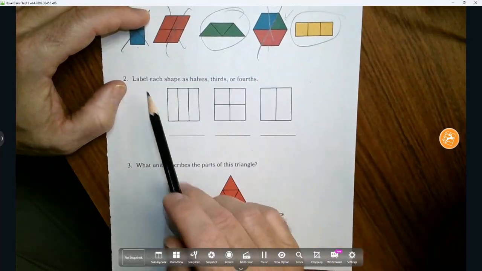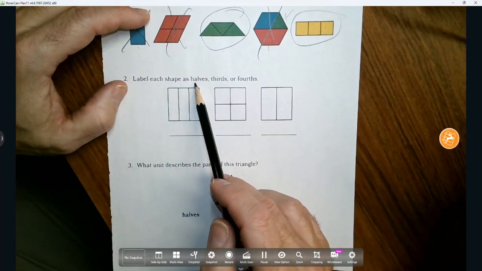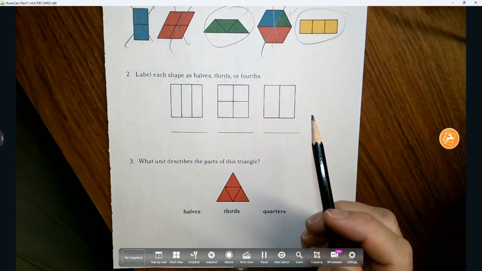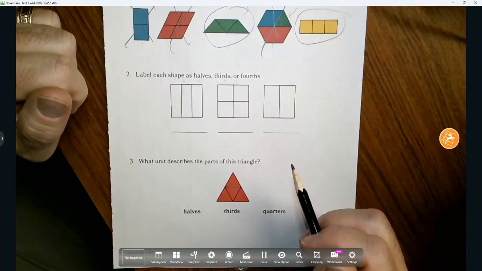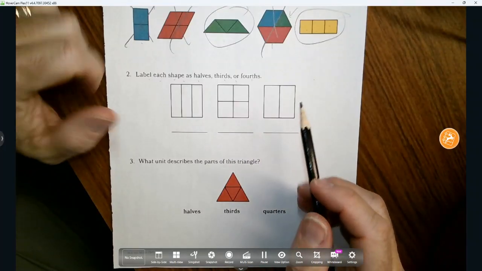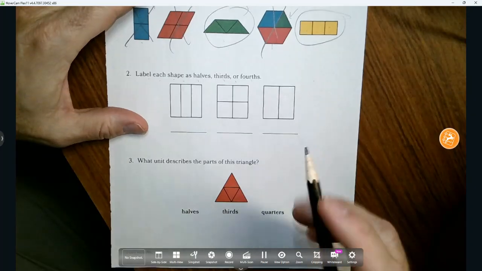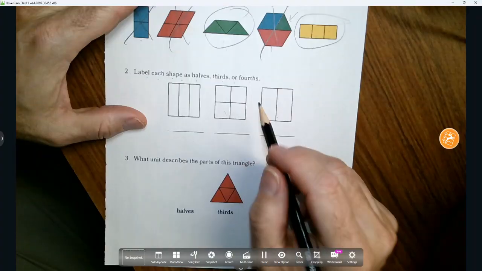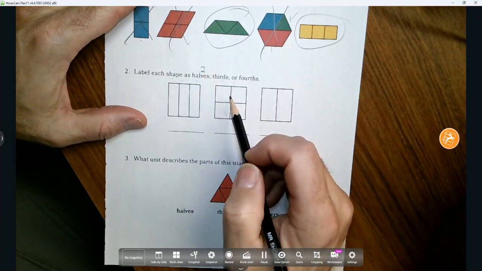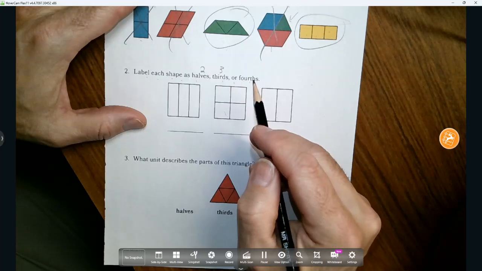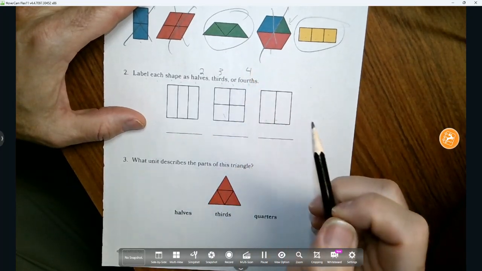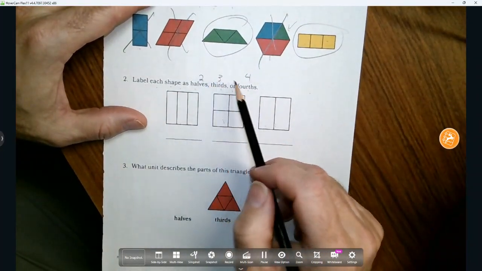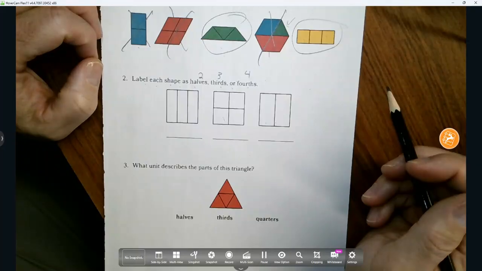Okay. Label each shape as halves, thirds, or fourths. So think about it, right? Halves is half. Which one of these is broken in half? Half would be 2 pieces. Thirds would be 3 pieces. And fourths would be 4 pieces. So halves, thirds, and fourths. I think I just gave you enough help to figure that out on your own.